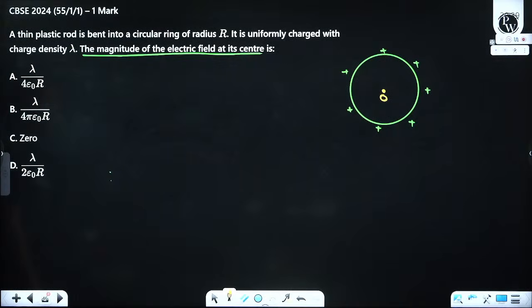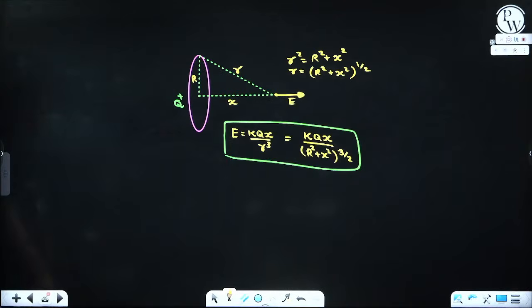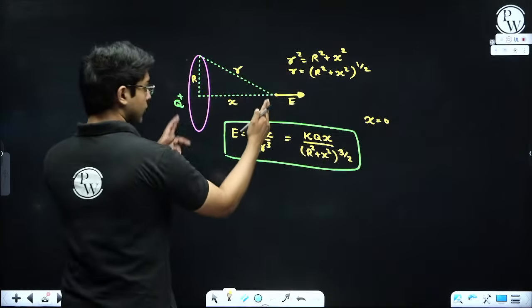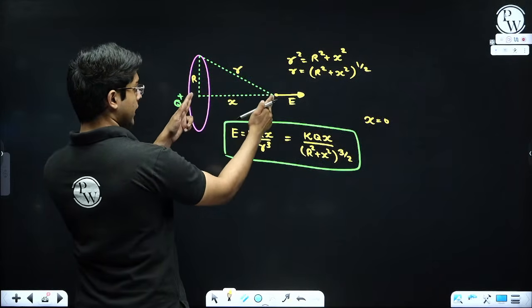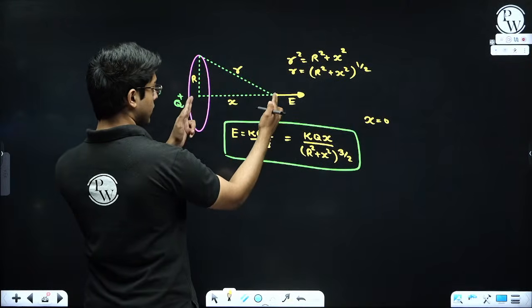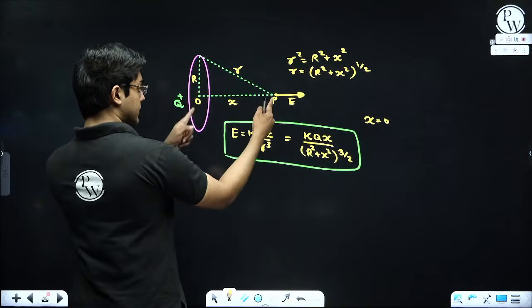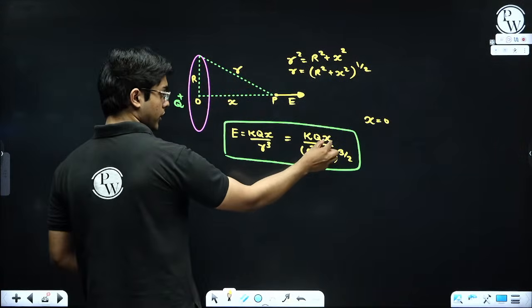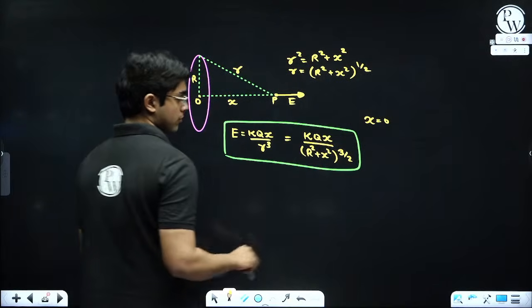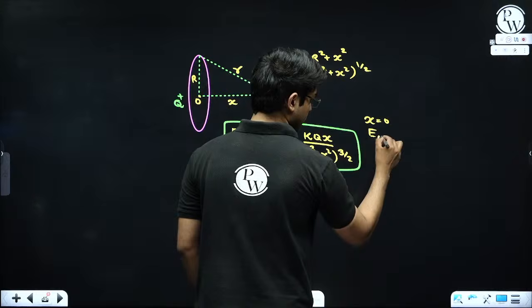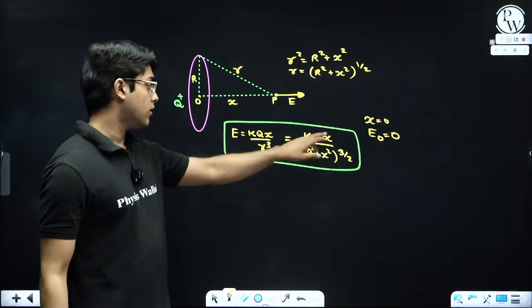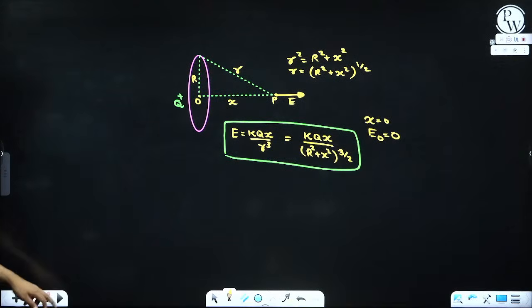So there are two ways. You can either just put x equal to 0 in this formula, right? X is the distance of this point P from the center of the circle. So x equal to 0 means this point P is at the center of the circle. So if you put x equal to 0 here, you will get the field at the point O. The numerator would become 0, so the field is actually 0.